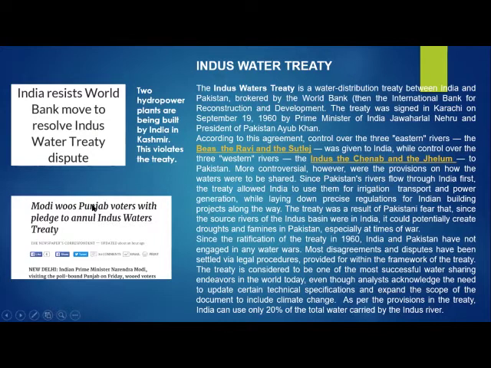As you can see on the left-hand side, these are real news clips that I saw in the newspapers over the last several years. And here you see that Modi wants to just annul the Indus Water Treaty. And, as mentioned in the video, there are hydropower plants being built in India because the main problem is that the source of all of these 6, Beas, Ravi, Sutlej, Indus, Chenab, Jhelum, all of the sources, they come through the Himalayas, through India.